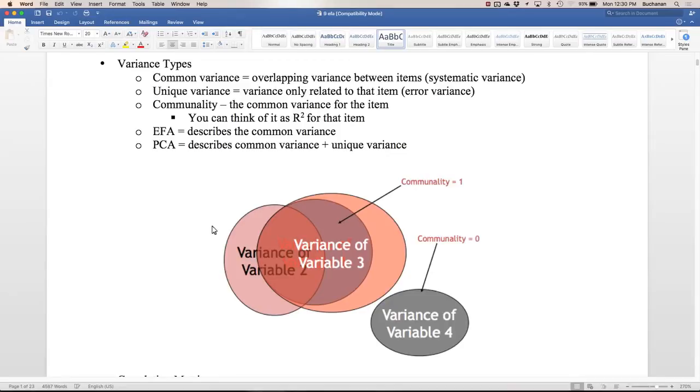So EFA describes only the common variance, so variable 4 would be bad. PCA tries to describe both. This says commonality equals 1 because this question is completely subsumed by all other questions. This one is 0 because it's all unique variance. So on the output, you'll see commonality and unique variance, and then a measure of complexity, so kind of how useful the question is.